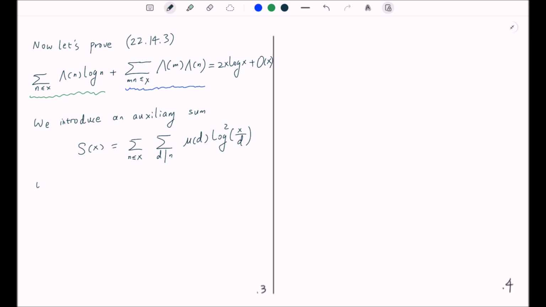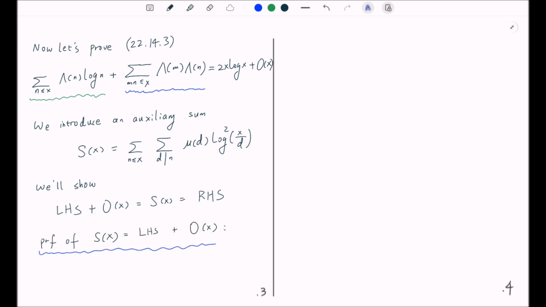And we will show that the left-hand side of the Selberg's asymptotic formula, 22.14.3, plus a big O of x is equal to S of x, which is in turn equal to the right-hand side, and thus finish the proof. And now, let us first give the proof for this part.